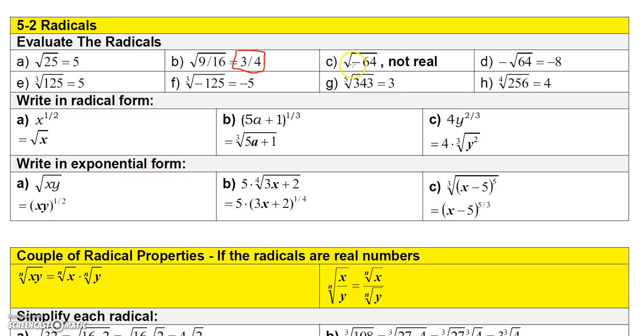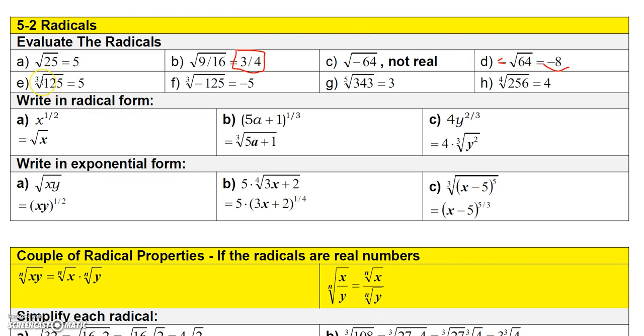Now, as I said earlier, the square root of a negative number is not real. So the square root of negative 64 would be not real. And then this one actually is minus the square root of 64. Now that's different than this one. This one, you take the square root of 64, then you multiply it by -1. And since the square root of 64 is 8, then -1 times 8 is -8. So that would be -8.